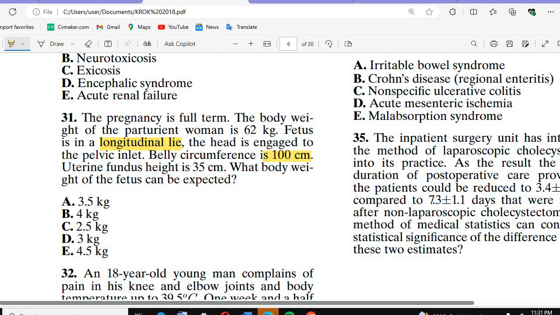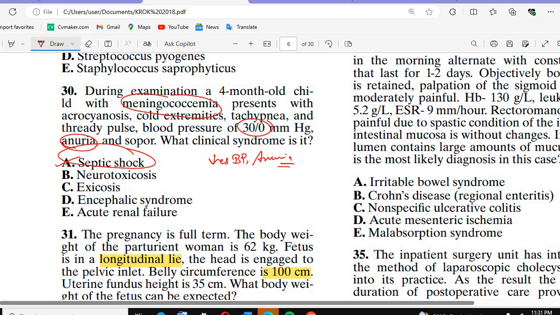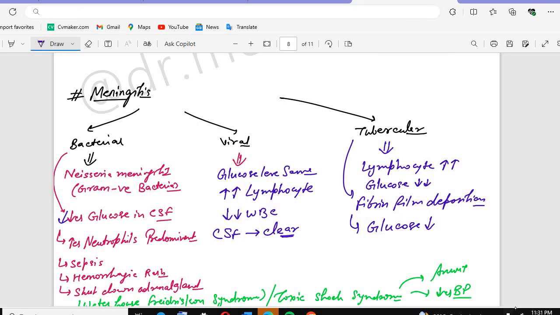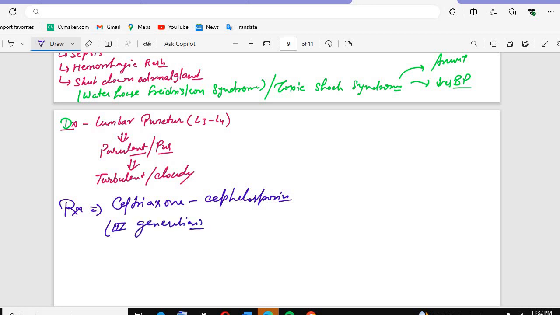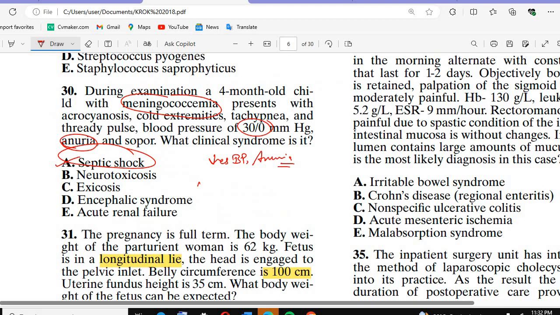Okay. Treatment also. The treatment is what? The treatment in case of meningococcemia, remember, here you can write the treatment for meningococcemia. You can give ceftriaxone, or sometimes they can write ceftriaxone or the cephalosporin, or they can also write the third generation cephalosporin. Okay, so ceftriaxone is what? It is a third generation cephalosporin.